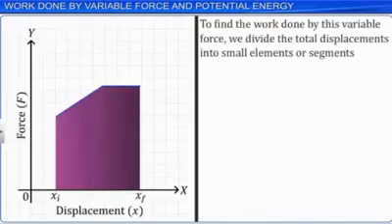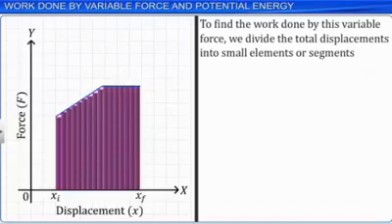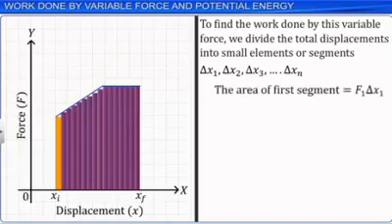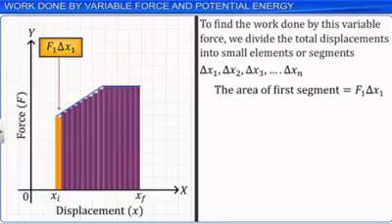To find the work done by this variable force, we divide the total displacements into n number of small elements or segments: Δx1, Δx2, Δx3, and so on till Δxn. The work done with respect to the first segment, Δx1, is the area of this first segment, that is, F1 into Δx1.